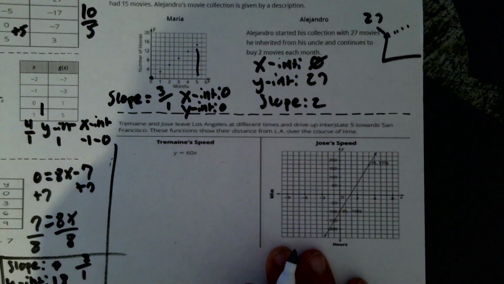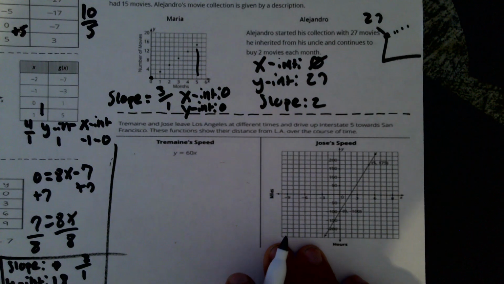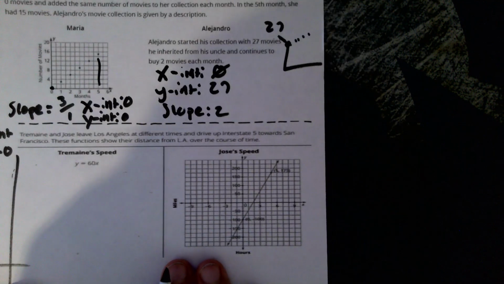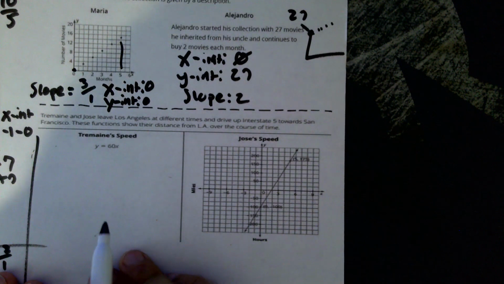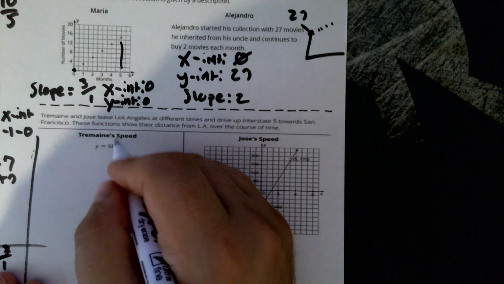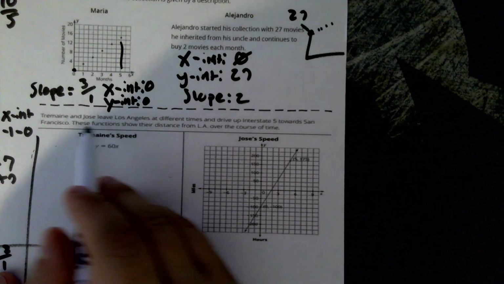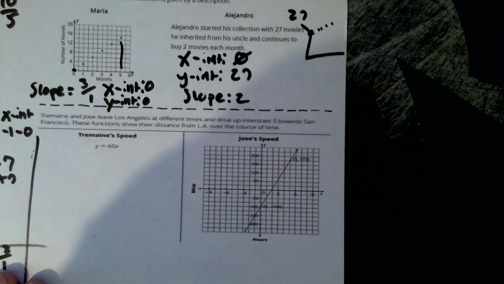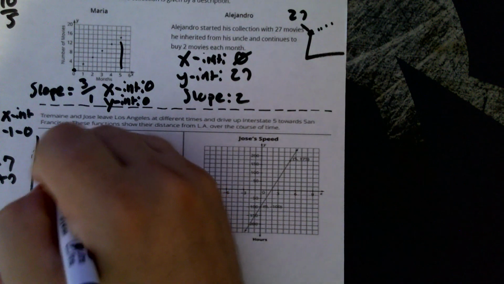All right, last one. We have an equation and a graph. Tremaine and Jose leave Los Angeles at different times and drive up Interstate 5 towards San Francisco. These functions show their distance from LA over the course of time. Okay, so here Tremaine, 60x. So this is basically his speed, 60 per however many. I believe we're using hours. Well, whatever the x would be, but typically you're going miles per hour, so this is 60 miles per hour.